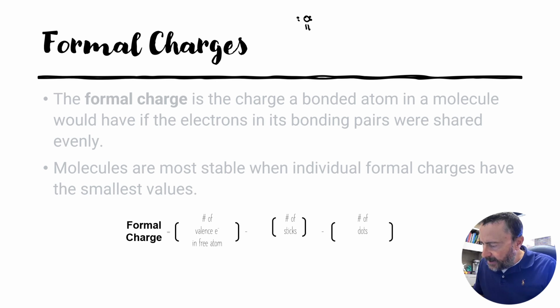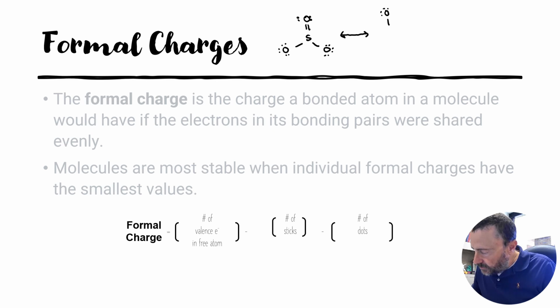Remember that I drew it like this. I drew it with that double bond to that top oxygen. Well, I could have actually drawn it, and we draw a double-sided arrow like this whenever we're forming resonance structures, where I had the double bond to this oxygen instead, that one there.